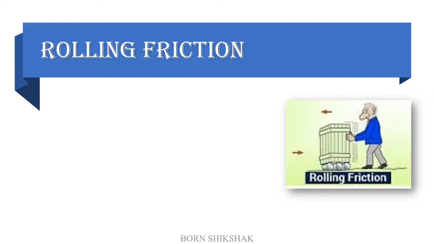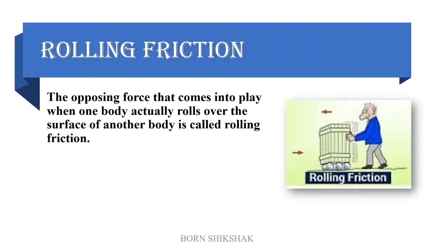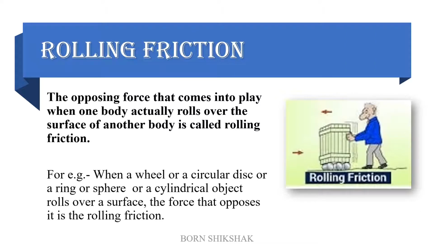Rolling friction. The opposing force that comes into play when one body actually rolls over the surface of another body is called rolling friction. For example, when a wheel or a circular disc or a ring or a sphere or a cylindrical object rolls over a surface, the force that opposes it is the rolling friction.